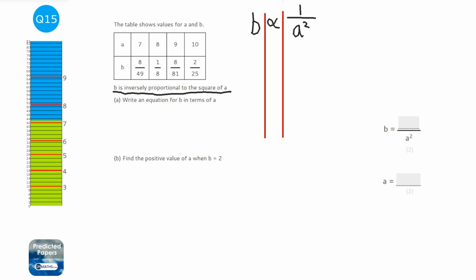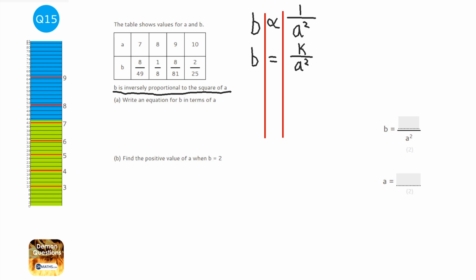Okay, so to get that fish sign to an equal sign, I need to times the right hand side by K, so it becomes K over A squared. Now I'm going to pick a value of A and B. Now A and B are called variables, they're going to change. The K though is a constant. When we find K once, we found K for good.